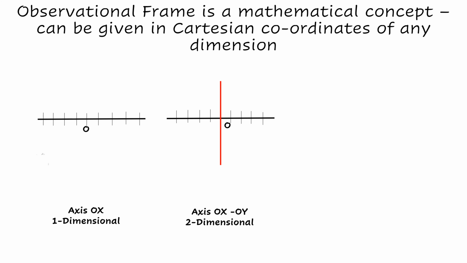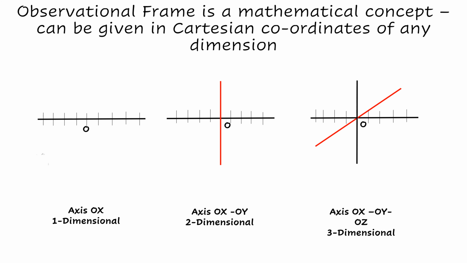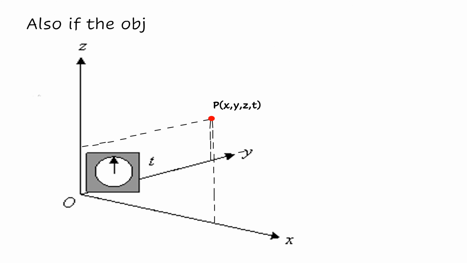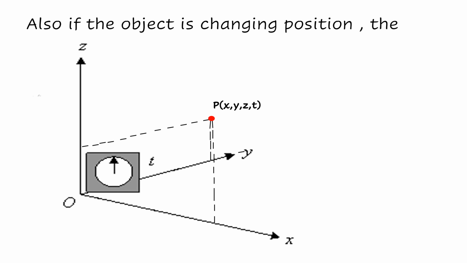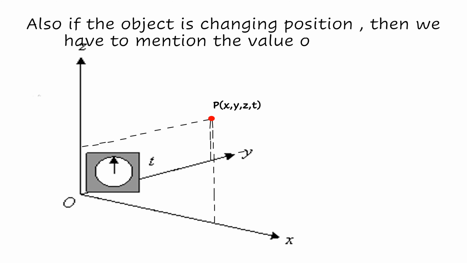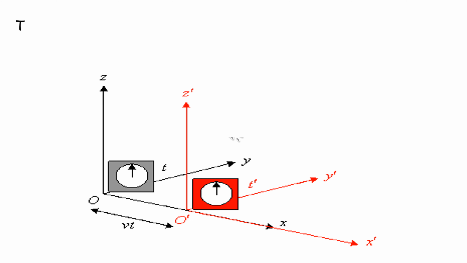Axis OX, OY, two-dimensional. In this case, the coordinate is given by Pxy. Or axis OX, OY, OZ, three-dimensional, and the point is given by Pxyz. Also, if the object is changing position with time, we have to mention the value of time also. So, the position now can be given as P(X, Y, Z, T), where T is time.